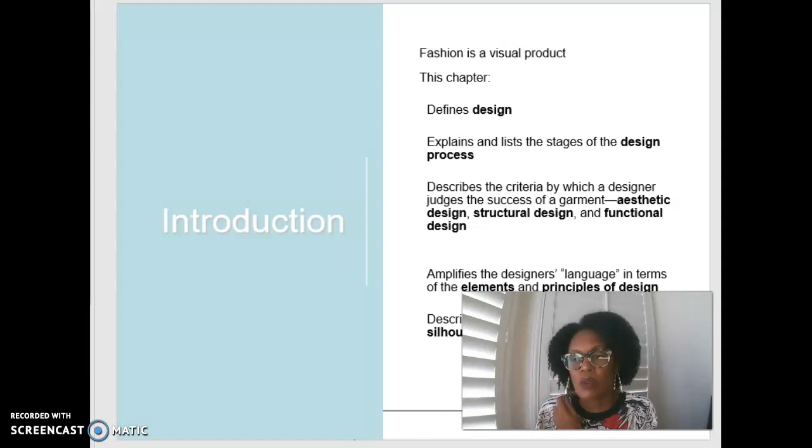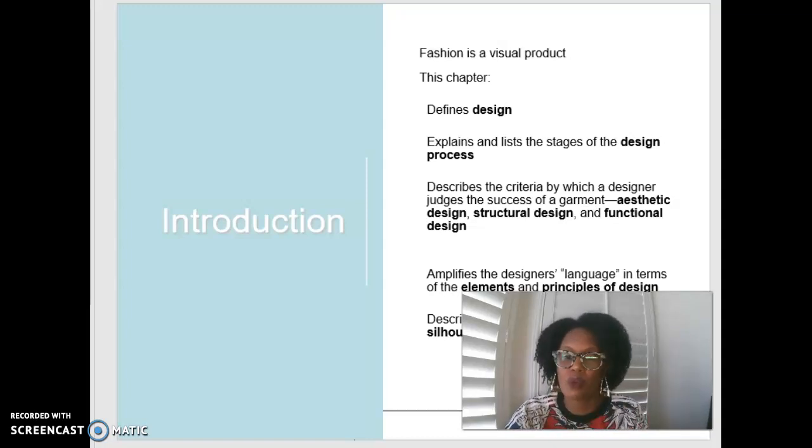So, fashion really is the creation of things that make us happy, right? And by understanding the design process and understanding your aesthetic, you can make things that make people happy and make yourself happy, number one, and hopefully make other people happy as well.